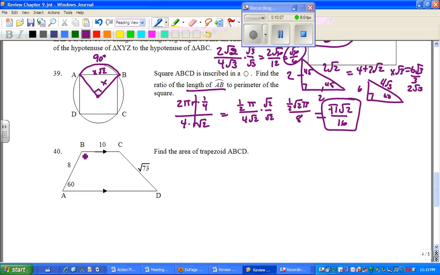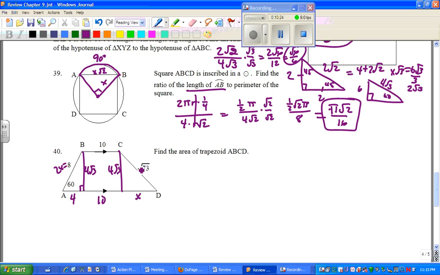Number 40. We see the trapezoid. We don't have enough information over here, but this is a 30, 60, 90, so this is 8. So this is 4 because this is the 2x side, so this is 4 root 3. This piece is 10 because it matches up here. This is 4 root 3.